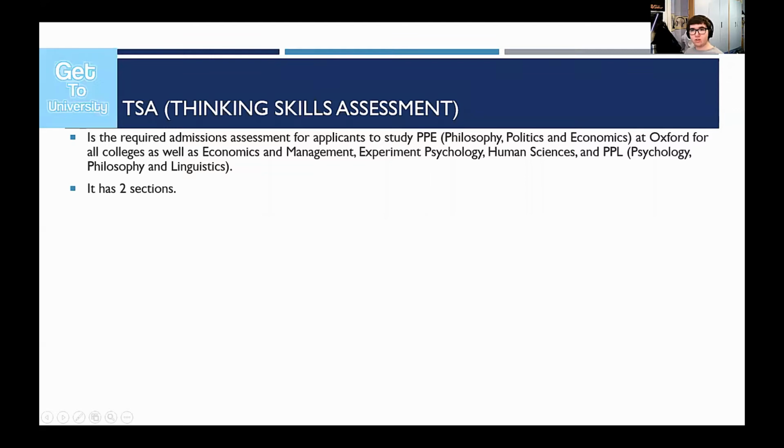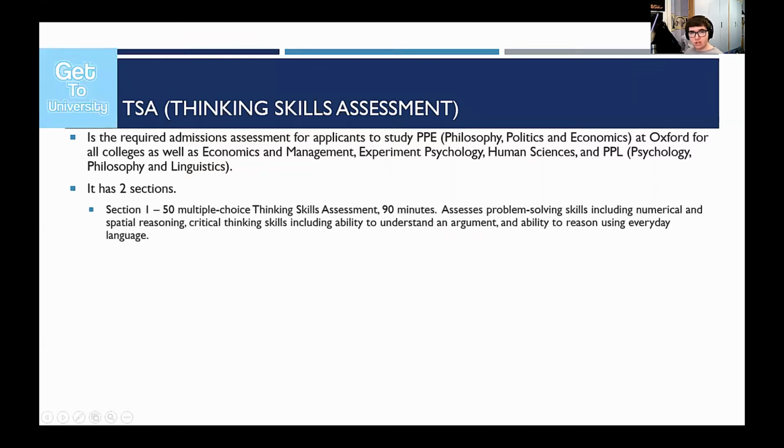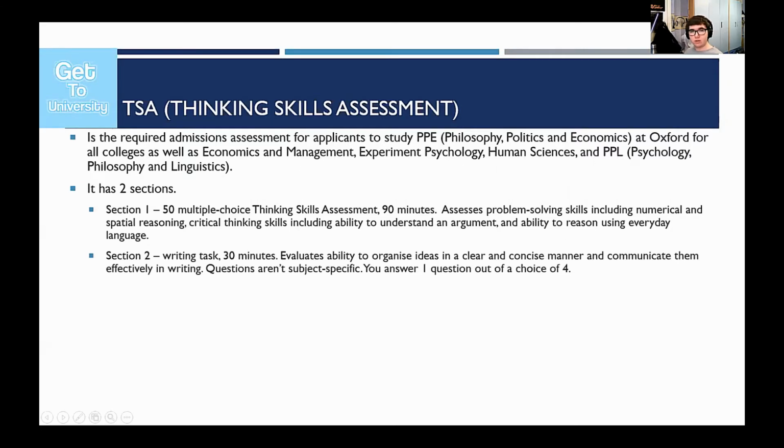There are two sections to this admissions assessment. The first section is the Thinking Skills Assessment part. You've got 50 multiple choice questions, A, B, C, D, and 90 minutes to answer them. The skills they're looking at are your problem solving skills, numerical and spatial reasoning, so basically understanding what the numbers are telling you, and critical thinking skills, including the ability to understand an argument, so what the writer is actually saying. They also want you to use and understand everyday language.